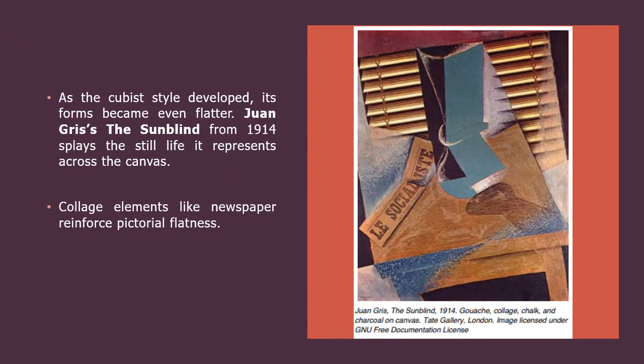As the Cubist style developed, its forms became even flatter. An example is Juan Gris's The Sun Blind from 1914. It places the still life it represents across the canvas. As you can see here, this is the image itself. The collage elements like newspapers reinforce pictorial flatness. This is just a drawing, but you can still see the emotion or the direction here. It's like the newspaper was torn or folded. This is created on canvas.